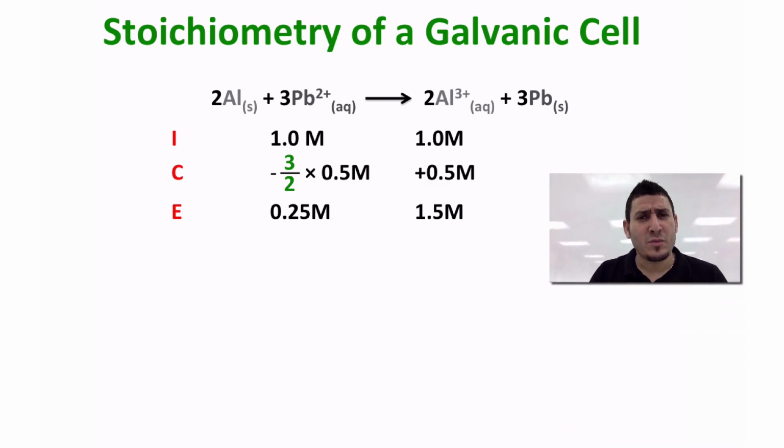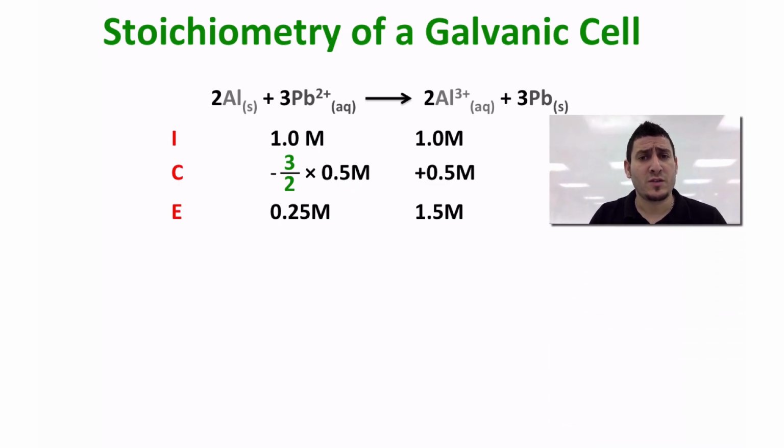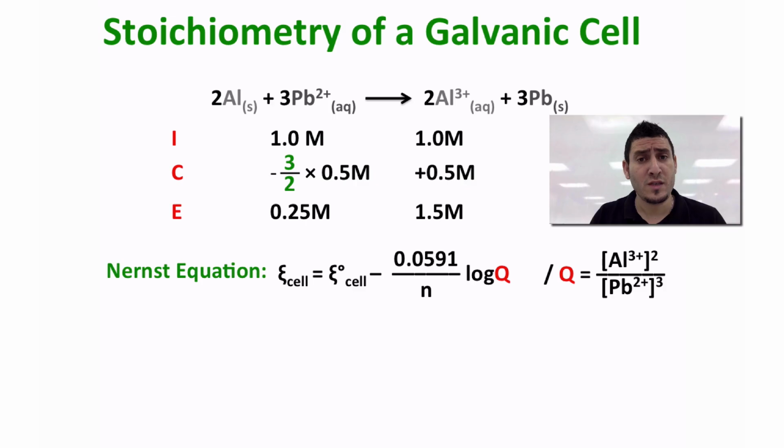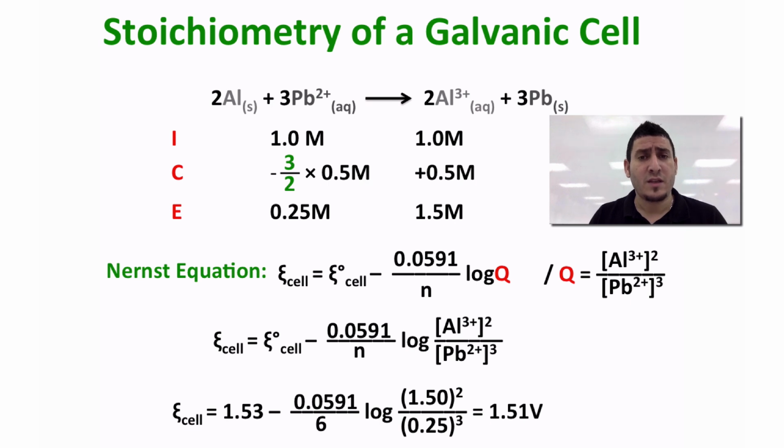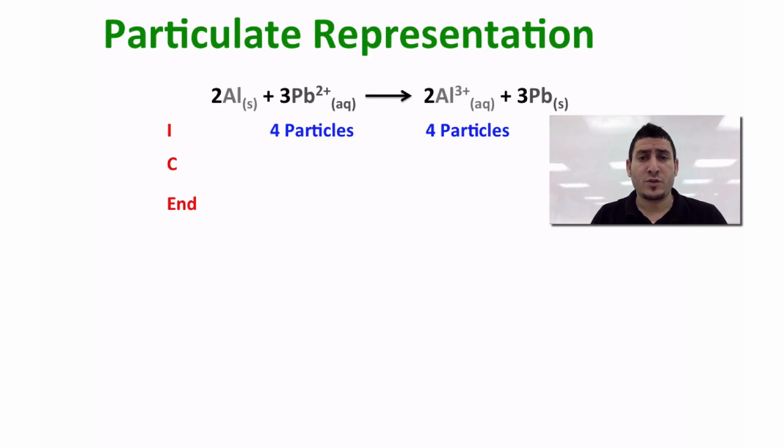To calculate the cell potential now, we use the Nernst equation, where Q is equal to the concentration of aluminum 3+ squared divided by the concentration of lead 2+ cubed. Substituting every term by its value, we get that the cell potential is equal to 1.51 volts.